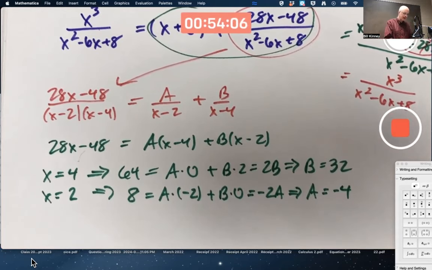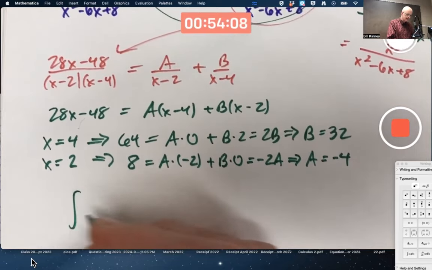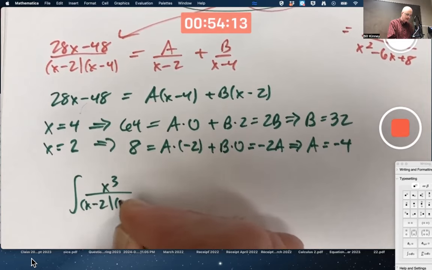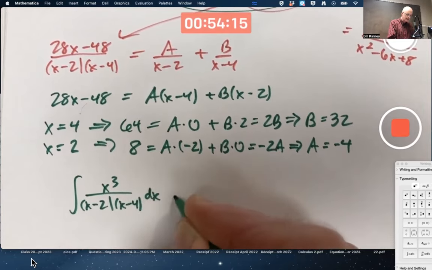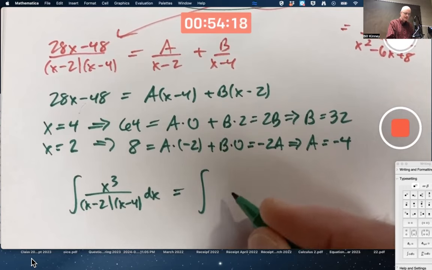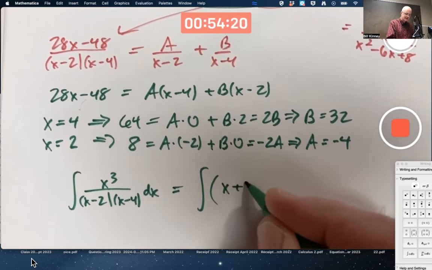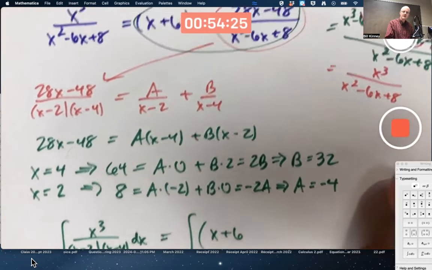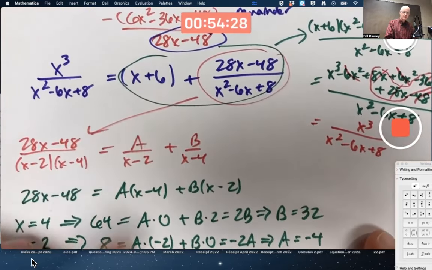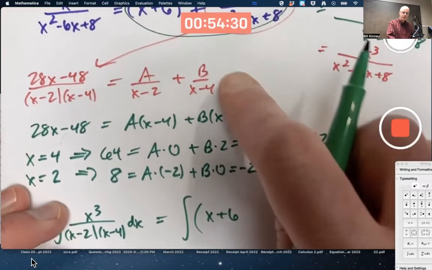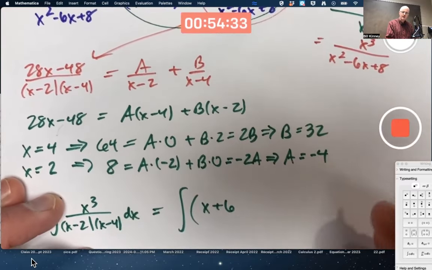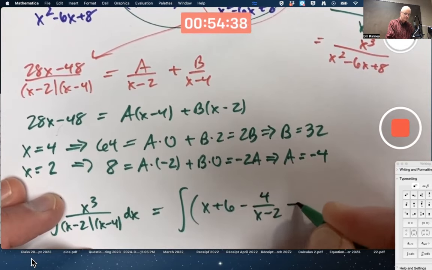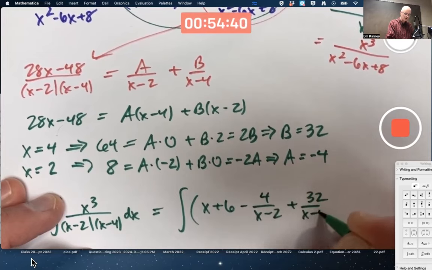What this all means when you put it all together is that the integral of x cubed over x minus 2 times x minus 4 is the integral of x plus 6. Don't forget about that part. That was the quotient from the long division right there. Plus this fraction, which I've rewritten in this way with a equal to negative 4 and b equal to 32. So I get minus 4 over x minus 2 plus 32 over x minus 4.